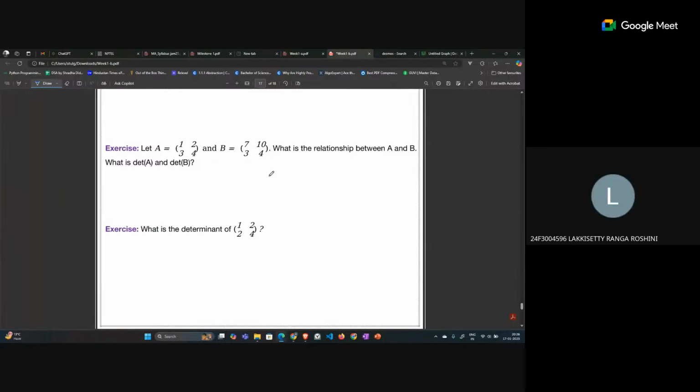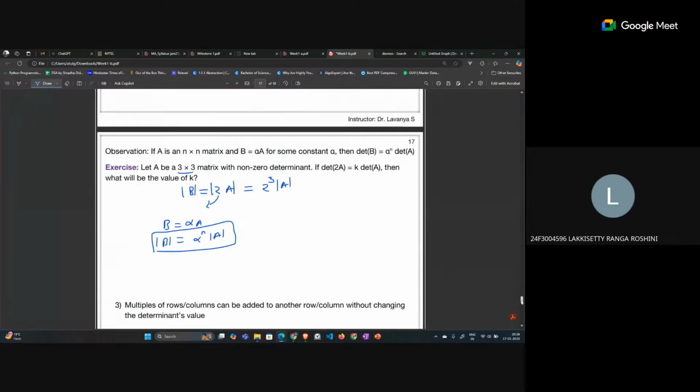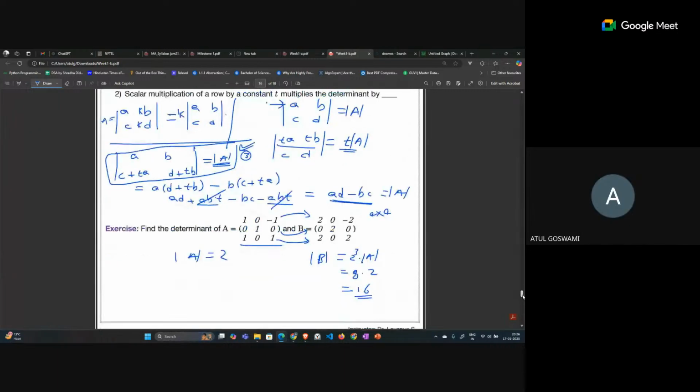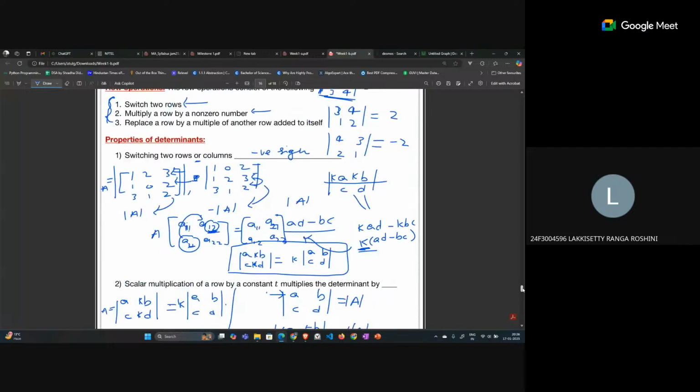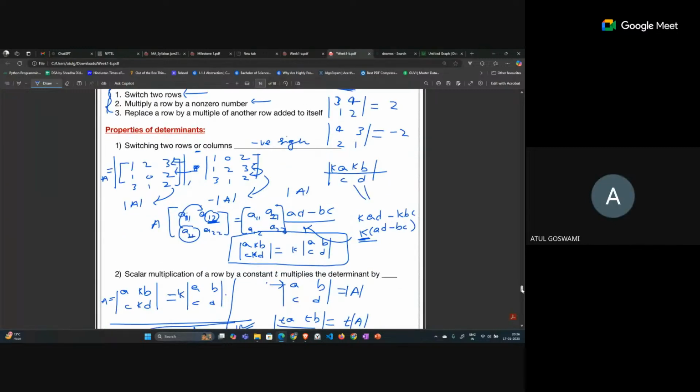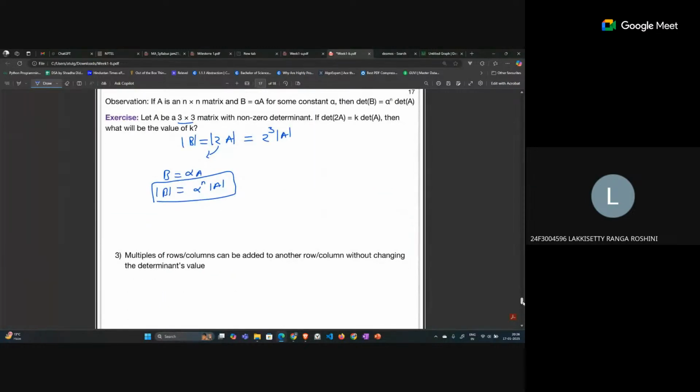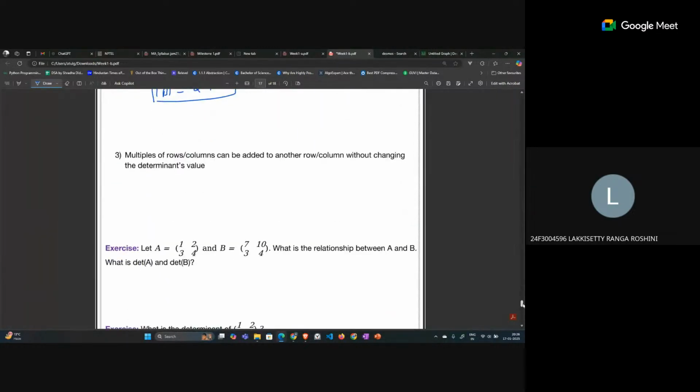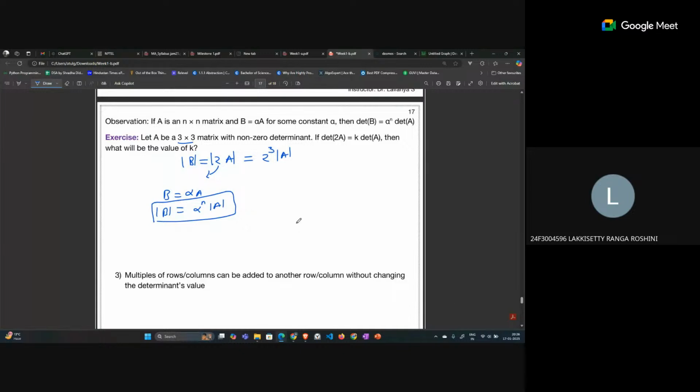Sir, will you explain the second one? Which one? The second property. Multiply a row by a constant. The second question, sir, determinant of 2A. The above one. Yeah, this one. Okay. So the determinant of 2A is k times the determinant of A.